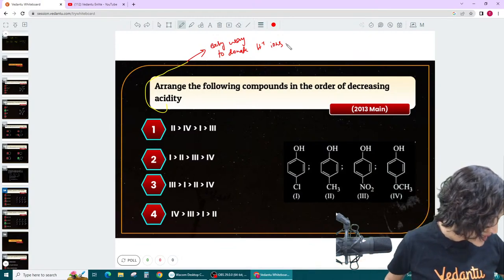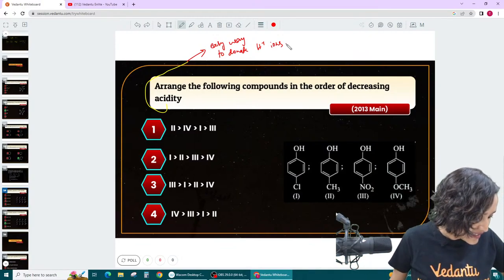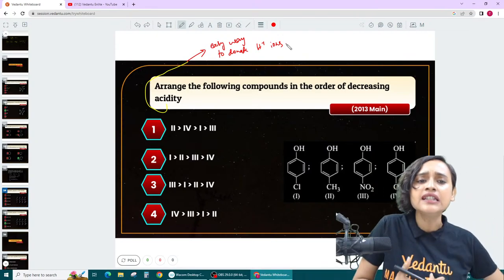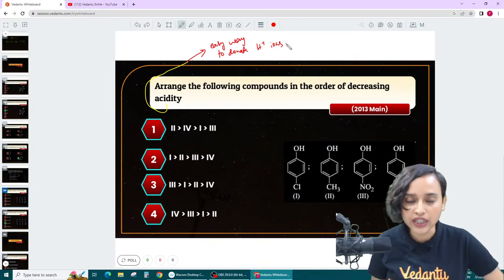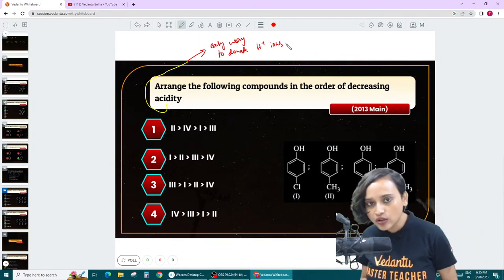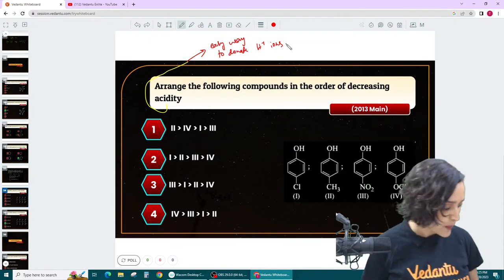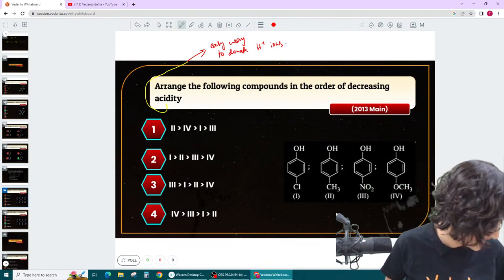Anyway, what I was telling you was that acidity is the capacity to donate H plus ions, or the easier way they donate H plus ions. The more easily they donate H plus ions, the more acidic the compound will be, correct? Yes, now we know that.